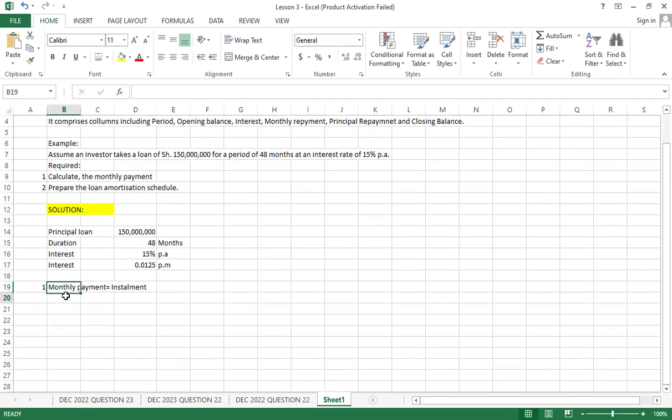So just note that this is the repayment to the bank by a client, of course, per month.